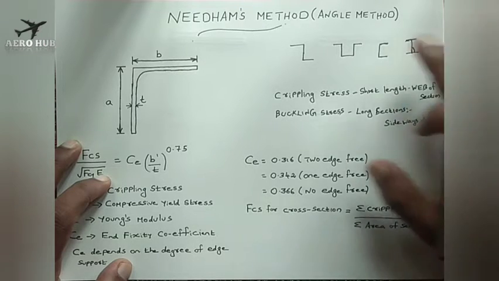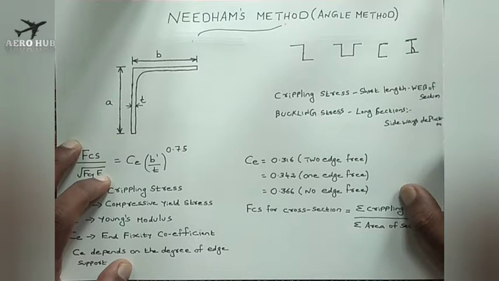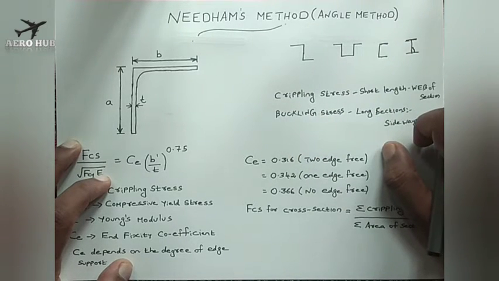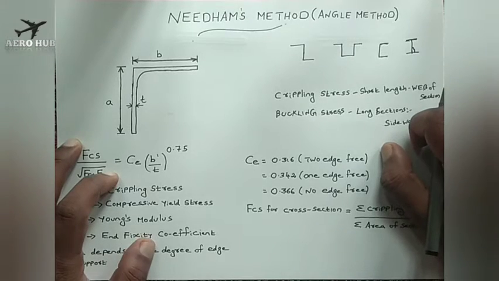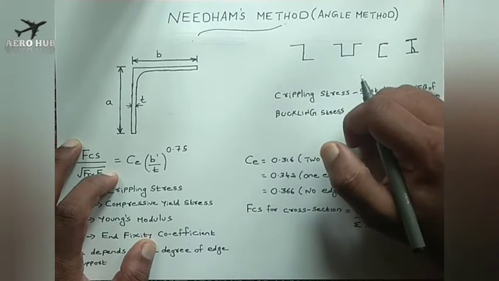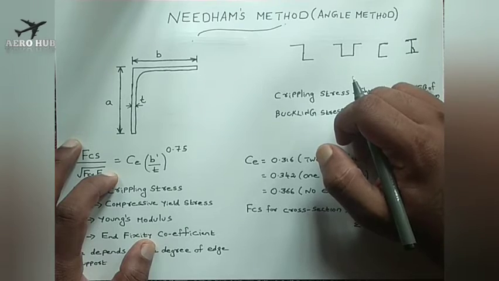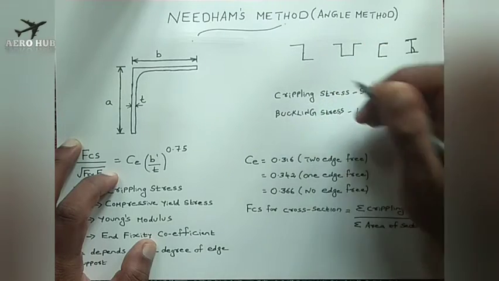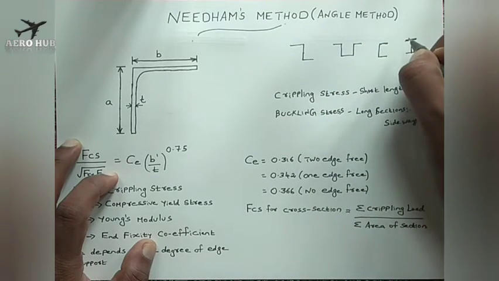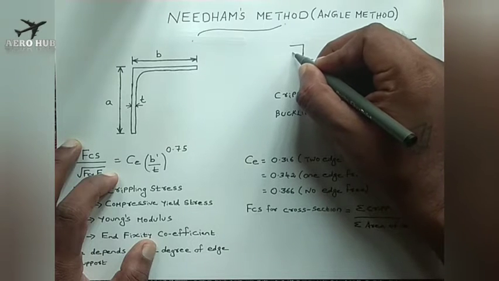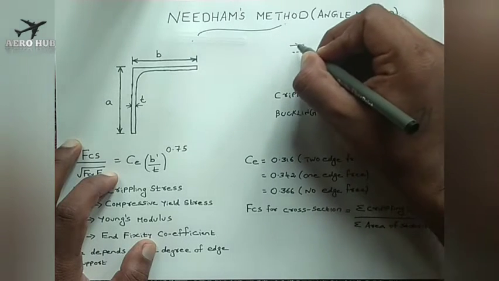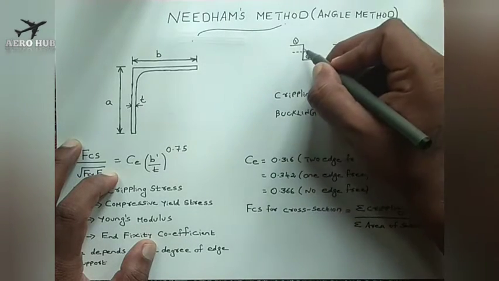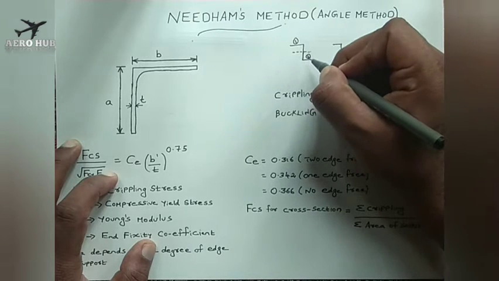Okay, now to estimate the crippling stress we have two methods. First method is Needham's method or angle method, and second method is Gerard's method. As the name suggests, for example, I have to find out the crippling stress for a Z section here. So I have to divide the section into a number of angle sections, that is L sections. In this case I can divide the section into two L sections, section 1 and section 2.